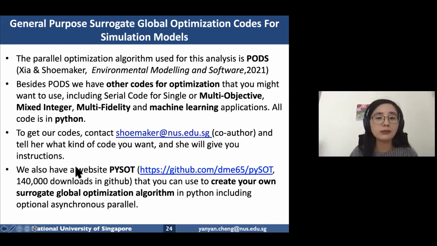have been developed in our group. So for this study, I'm using an algorithm called POTS. This paper has been published in Environmental Modeling and Software this year. And besides POTS, our group also has many other codes for optimization, such as multi-objective, mixed integer, multi-fidelity, and machine learning applications. All the code is in Python.